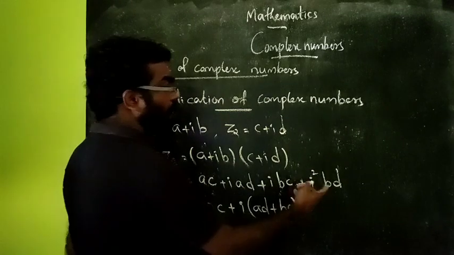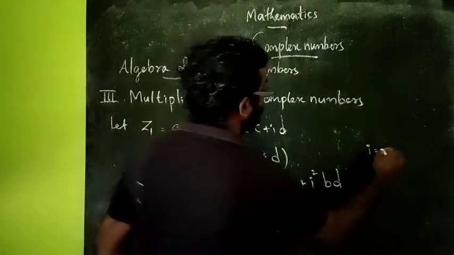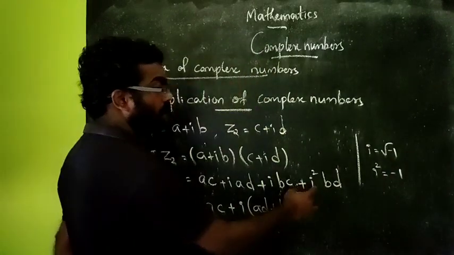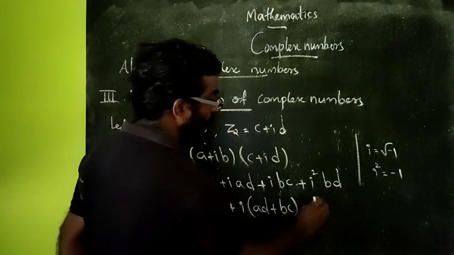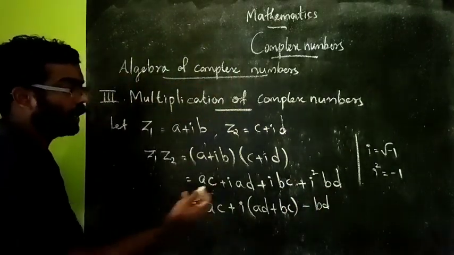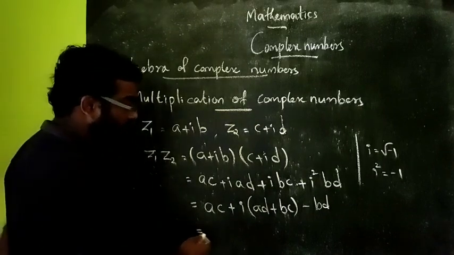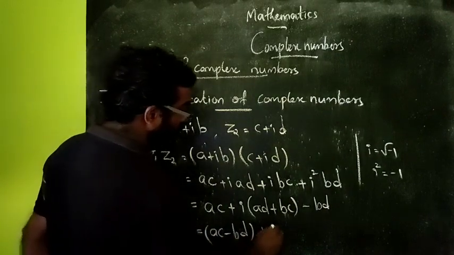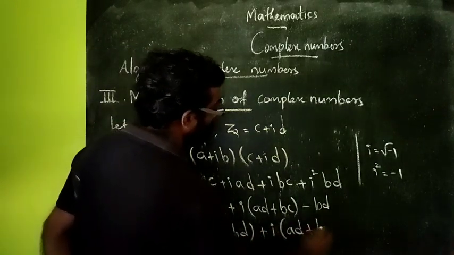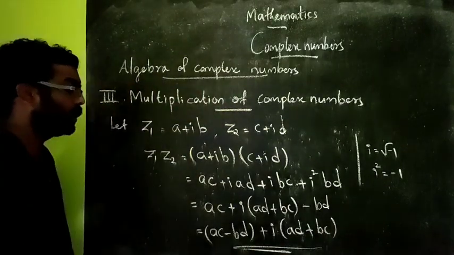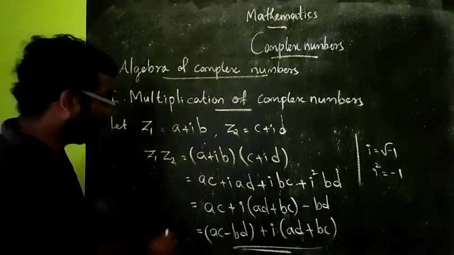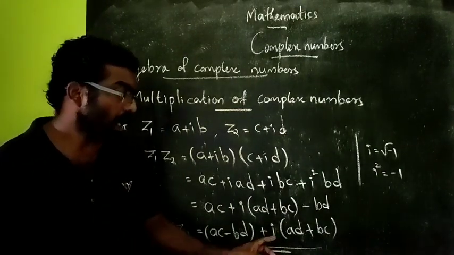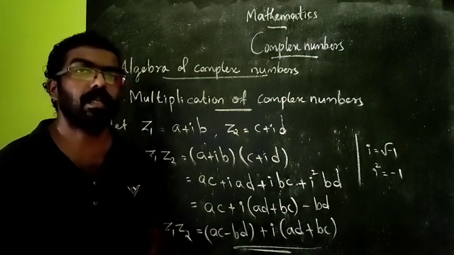i square value is minus 1. i is equal to root minus 1, so i square will be equal to minus 1. So if we put the value minus 1, we get minus 1 into bd, that is minus bd. Now we can rearrange the real part and imaginary part separately. ac minus bd, the real part, then plus i into ad plus bc, the imaginary part. So this will be the product. So z1 z2 will be equal to ac minus bd plus i into ad plus bc. Clear?